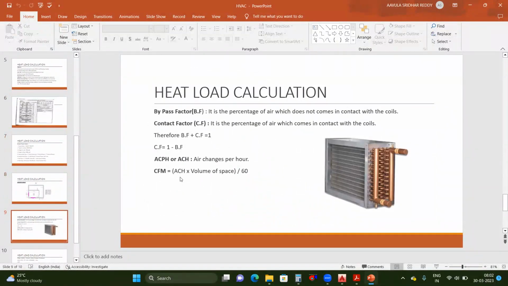So what is bypass factor? It is the percentage of air which does not come in contact with the coils. If you remember, every air conditioning equipment takes some air and it will touch the cooling coil. What we are seeing in the image is a cooling coil. The air will touch it and come inside the room, so then only it will be cooled.